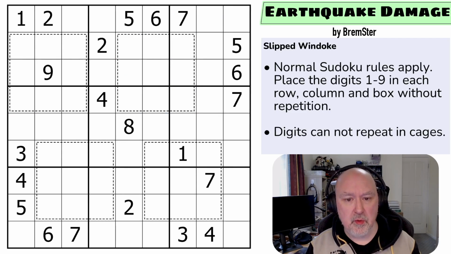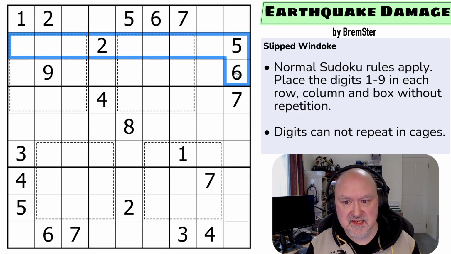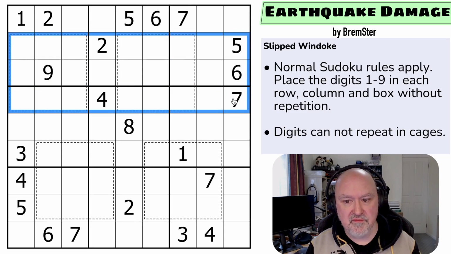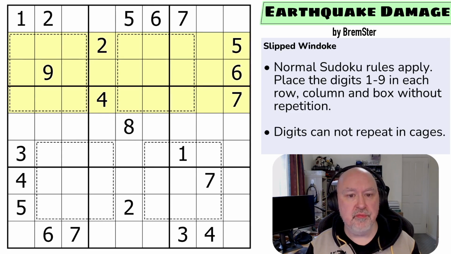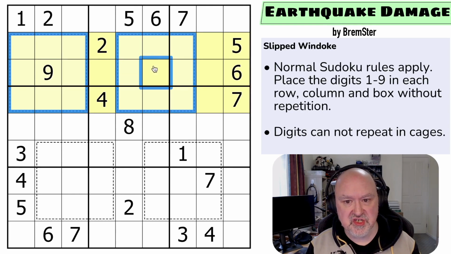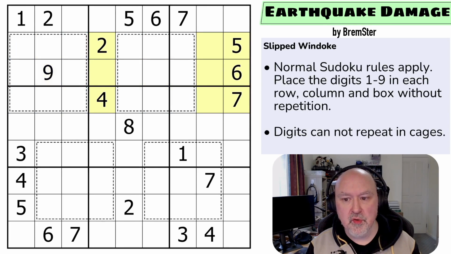Before I go into the solve, I'm going to cover a piece of logic that if you're familiar with Windoku, you will know. But in this puzzle, it only really works in the rows, which are these 3 rows of the Sudoku. In those 3 rows, we have to put 3 1s, 3 2s, 3 3s, all the way through to 3 9s. There's 1 of each digit in that cage, and 1 of each digit in that cage. So if we remove those, there's 1 of each digit in yellow.